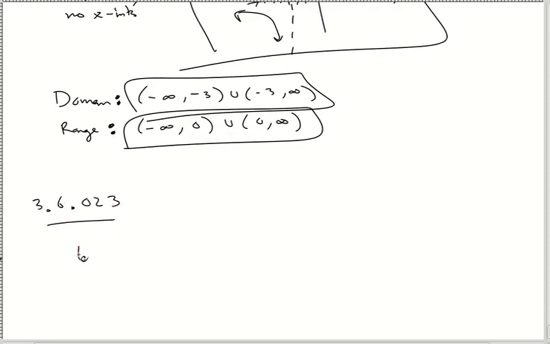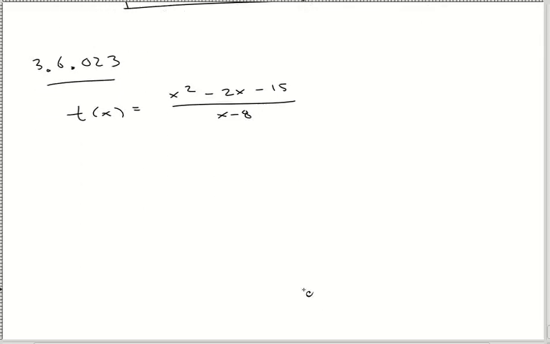So I've got t of x is equal to x squared minus 2x minus 15, all divided by x minus 8. Notice again, top, bottom. So when I go through and show you what all this problem wants, because it wants a lot, I'm going to refer to top and bottom separately, individually, and in certain places.